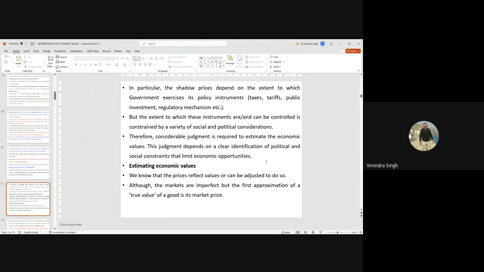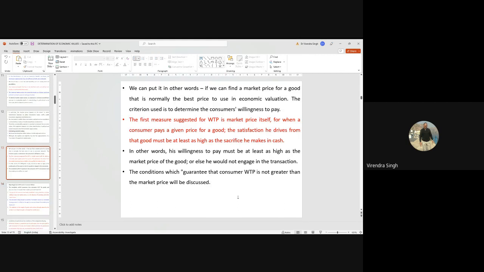Although markets are imperfect, the first approximation of the true value of a good is its market price. Market price is the first approximation of the value of any good or service. Though it may vary from the true economic value, it is still an approximation. In other words, if we can find a market price for a good, that is normally the best price to use in economic valuation.